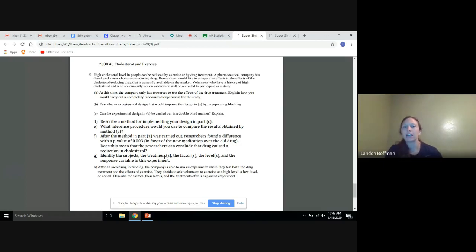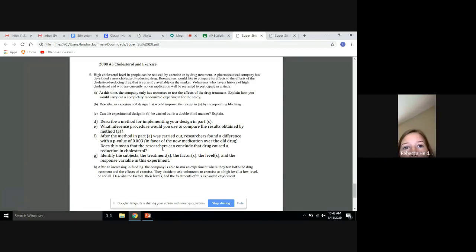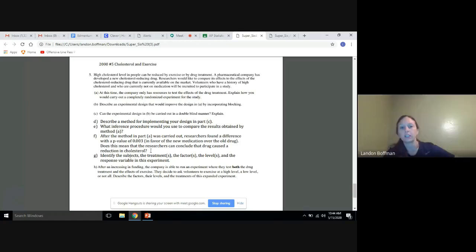Does this mean that the researchers can conclude that the drug caused a reduction in cholesterol? So what does that p-value tell us? That we have convincing evidence for HA, which would say yes, they can say that the new drug was better. Right, because your null is always no difference, that they're equal, or that when you subtract them, it equals 0. Your alternative is that there is a difference, and they specified in favor of the new medication over the old.